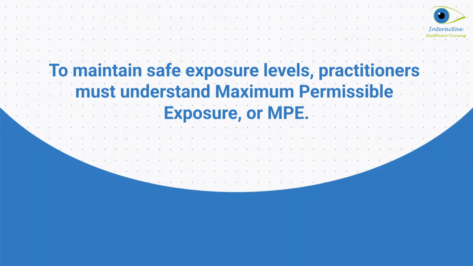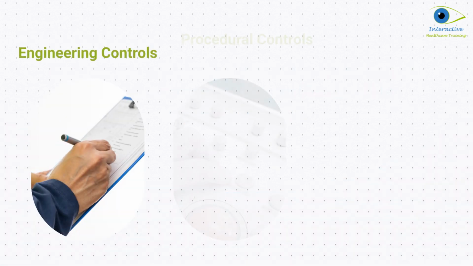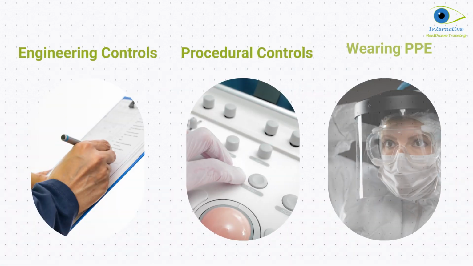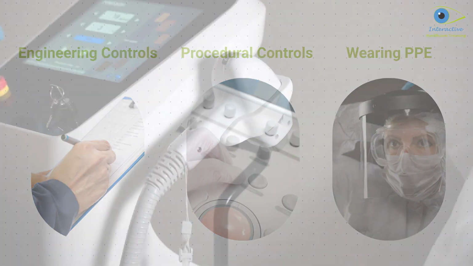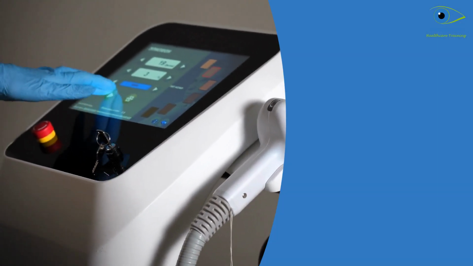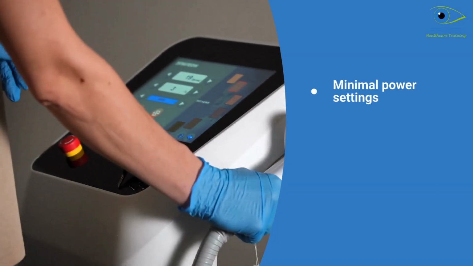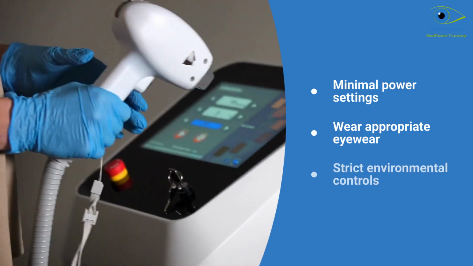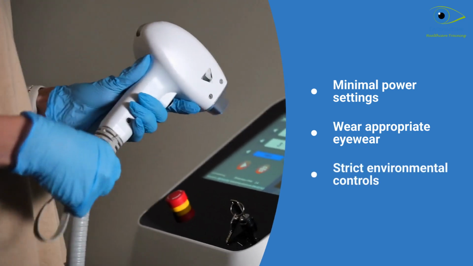To maintain safe exposure levels, practitioners must understand maximum permissible exposure, or MPE. Exposure must always be kept below the established limits through engineering controls, procedural controls, and by wearing the correct PPE. Only fully trained personnel can carry out beam alignment. They must use minimal power settings, wear appropriate eyewear, and observe strict environmental controls.